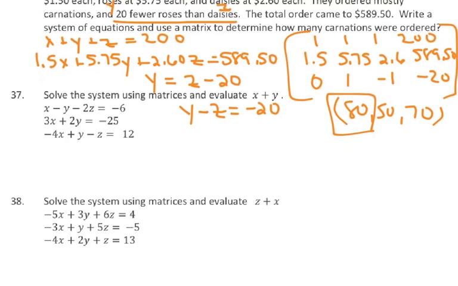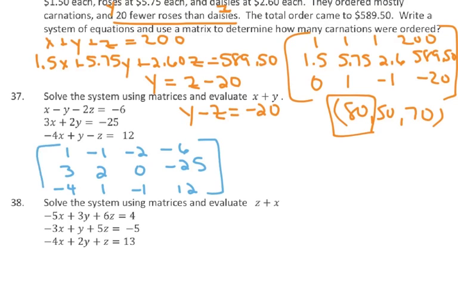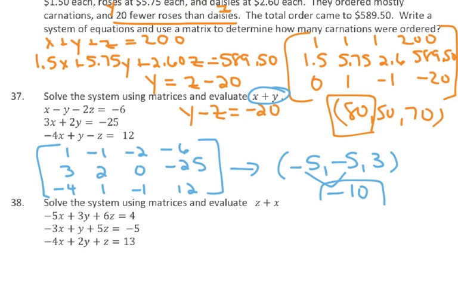Number 37, we're going to do something similar. It's just we don't have to set up the system. The system's already there. So you're going to plug in 1, negative 2, negative 6, 3, 2, 0, negative 25, negative 4, 1, negative 1, 12. When you solve the matrix, you should get negative 5, 3. I'm looking at my answer key and I was writing down the wrong problem. But the question says, what's x plus y? X plus y is going to be negative 10.